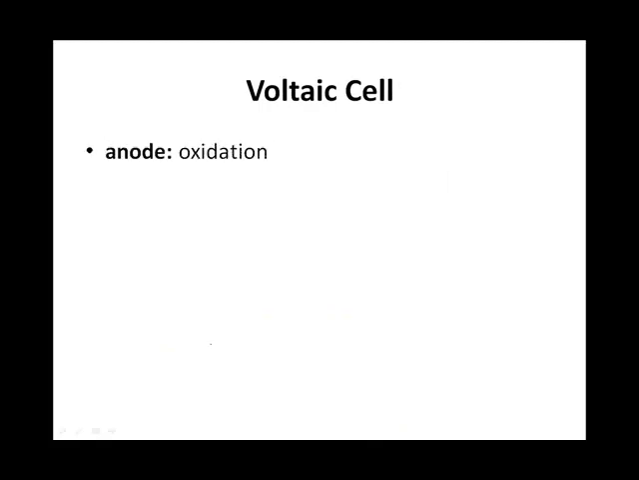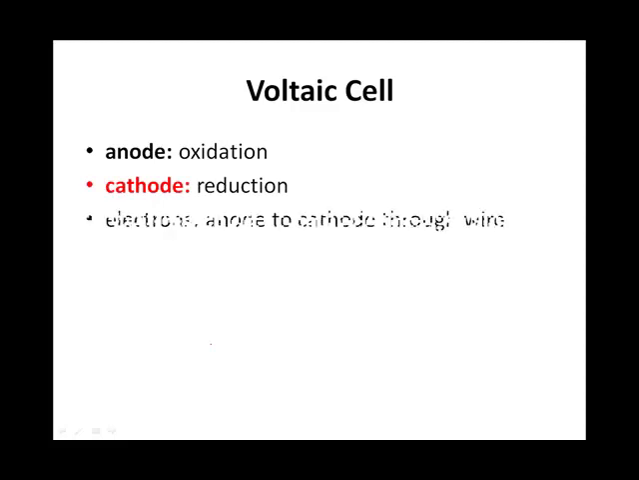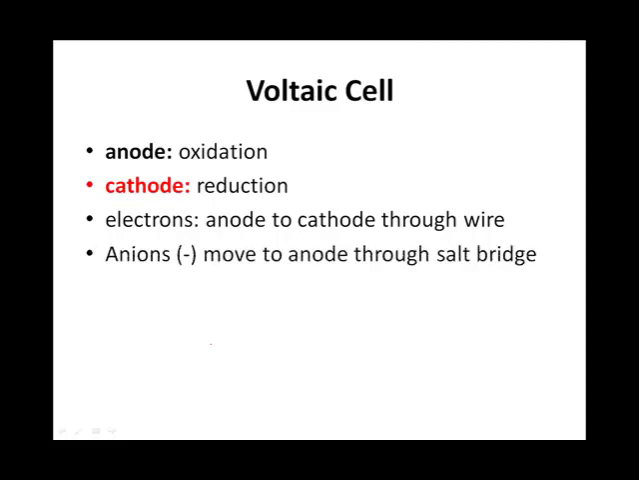The anode, again, is the place where oxidation occurs. The cathode is the site where reduction occurs. Electrons always move through a wire from the anode to the cathode. Anions, which are negative, always move toward the anode. The way I remember this is that anion and anode look the same.